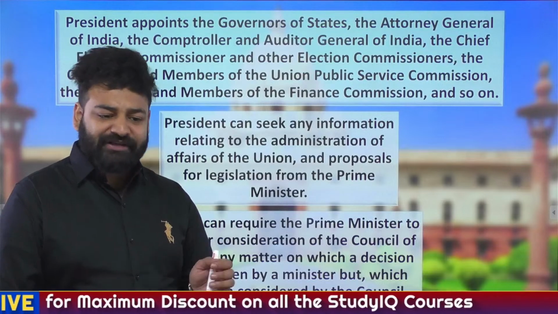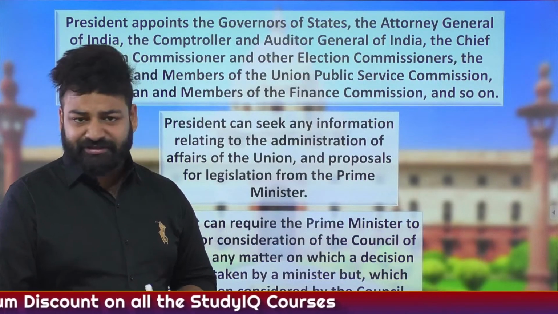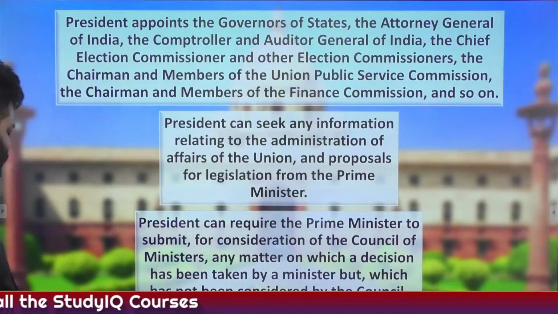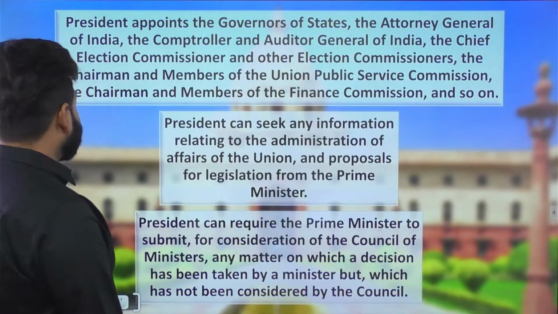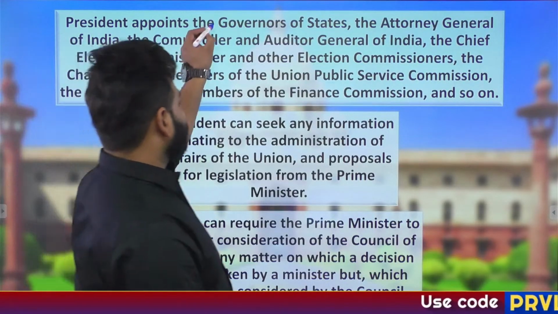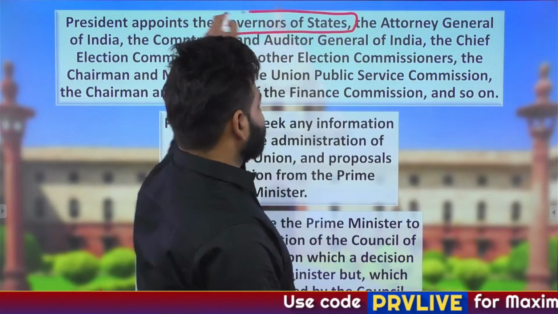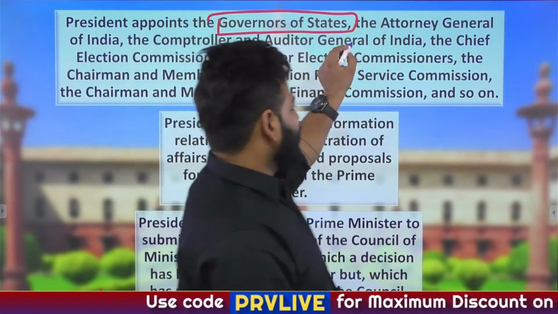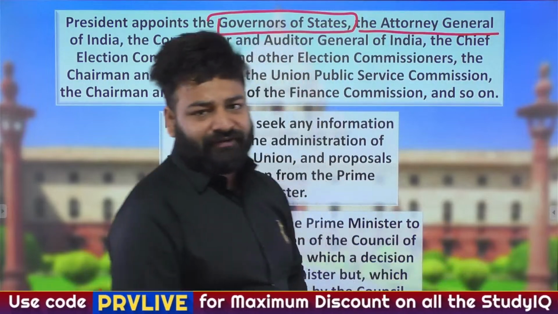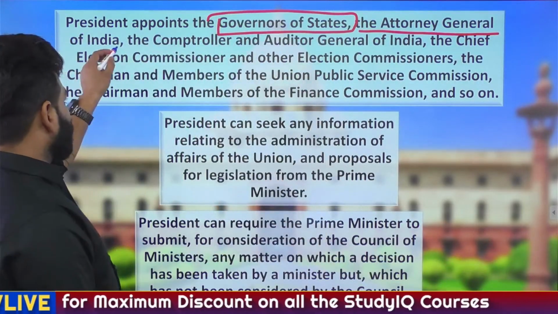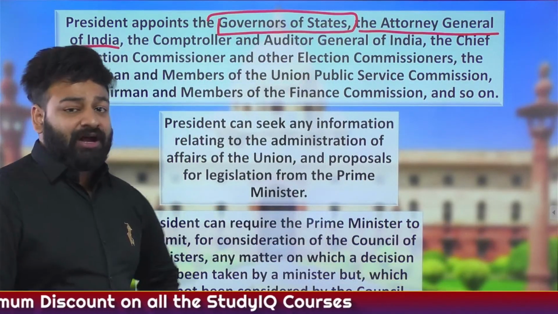And these are the executive powers or functions of the President. As you can see, it is mentioned very clearly that the President appoints, firstly, the governors of the states, then the Attorney General of India, that is the lawyer, the advocate of the government.